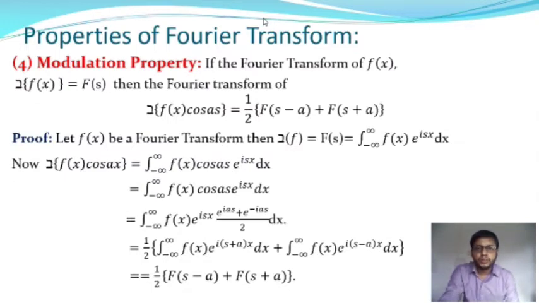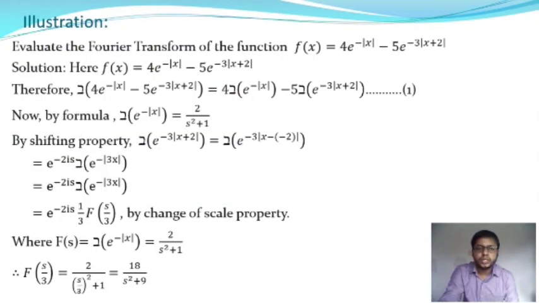After that we are going to take some examples on Fourier transformation, properties of Fourier transformation. So here is the example. Evaluate the Fourier transformation of the function f(x) equal to 4 into e to the power minus modulus of x, minus 5 into e to the power minus 3 into mod of x plus 2.